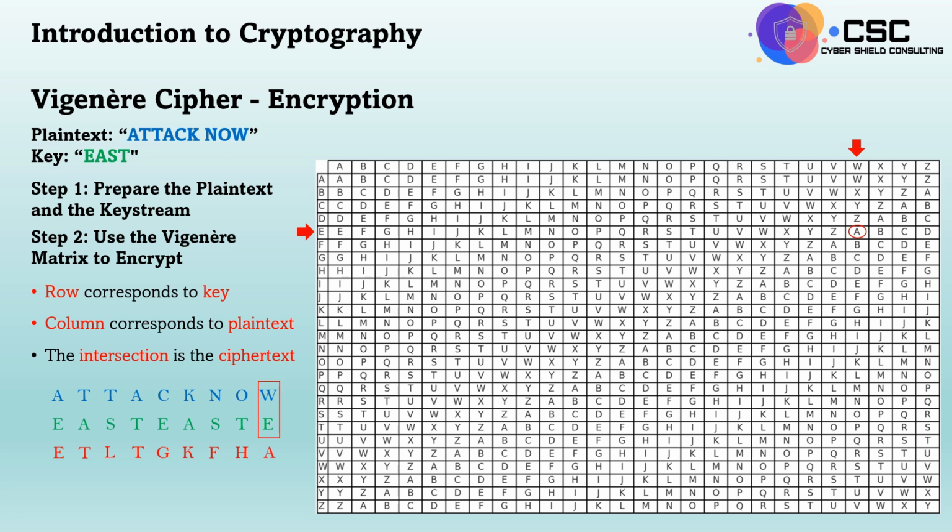So here is how we do the Vigenère Cipher encryption. To recall, we take the plain text and the key and prepare the key stream. Make sure they are of the same length. That's why we keep repeating the key until the key stream and the plain text are of the same length. Then we need the Vigenère matrix to encrypt. And remember the three rules: the row corresponds to the key, the column corresponds to the plain text, the intersection is the ciphertext. We just repeat this process for each letter, applying the correct key letter from the key stream. After applying the Vigenère Cipher rules, our final ciphertext is, as you see on the screen, ETLTGKFHA.